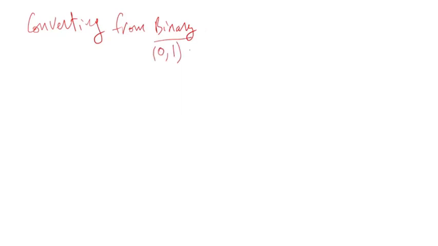So let's start with converting from binary to hexadecimal. Binary just means it has either 0 or 1, and it's also called base 2. And I would recommend watching a previous video I made on how to convert from decimal to binary or binary to decimal.